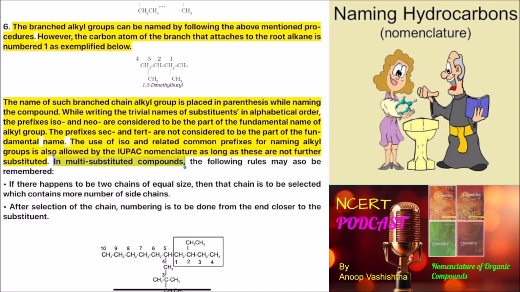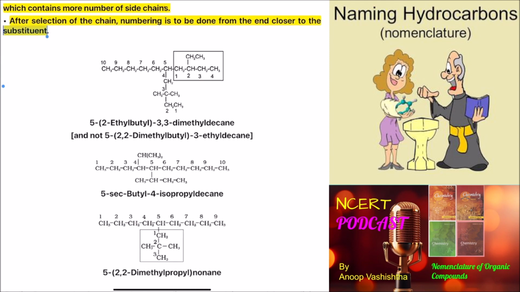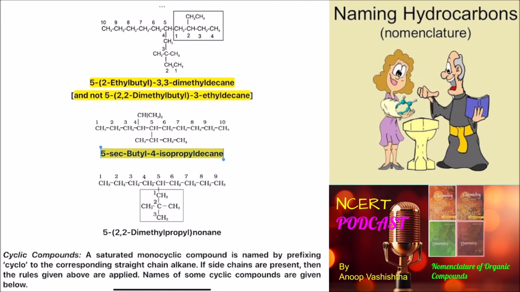In multi-substituted compounds, the following rules may also be remembered. If there happens to be two chains of equal size, then that chain is to be selected which contains more number of side chains. After selection of the chain, numbering is to be done from the end closer to the substituent. For example: 5-(2-ethylbutyl)-3,3-dimethyldecane and not 5-(2,2-dimethylbutyl)-3-ethyldecane. Another example: 5-sec-butyl-4-isopropyldecane.